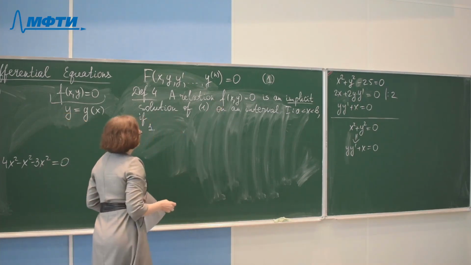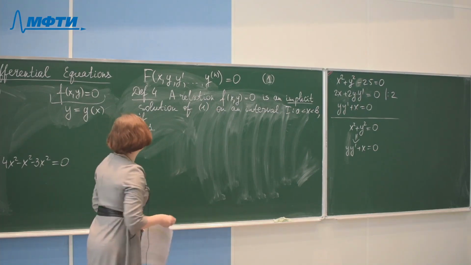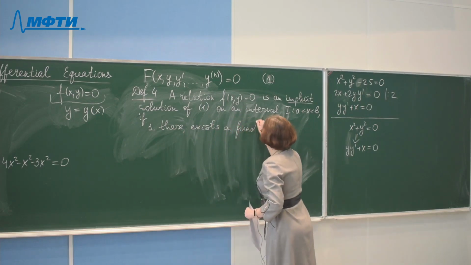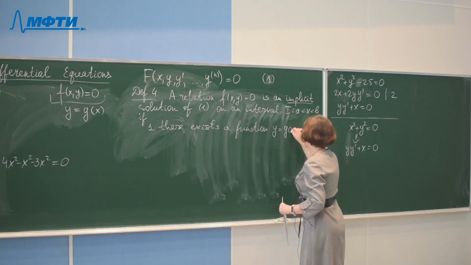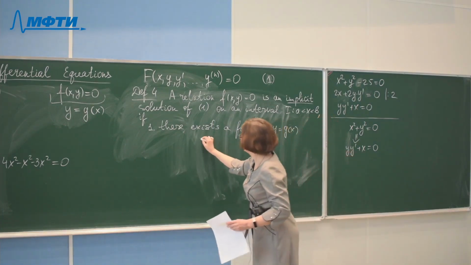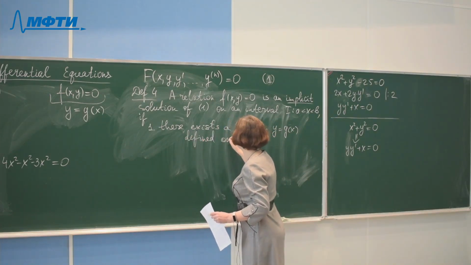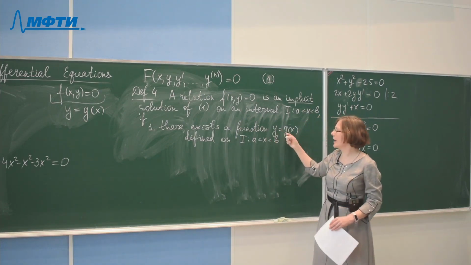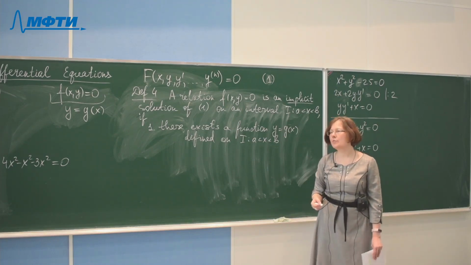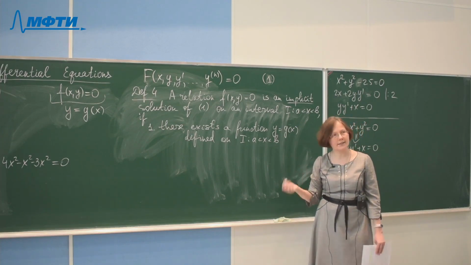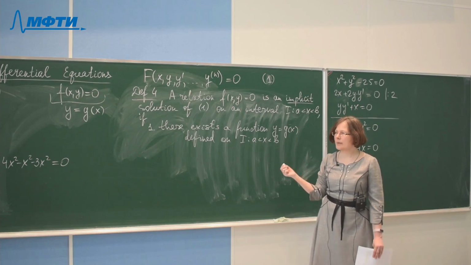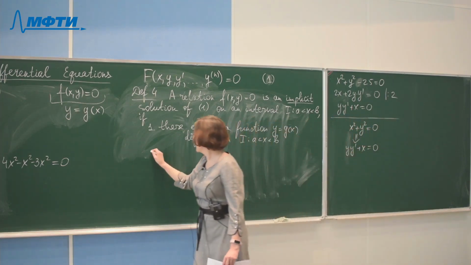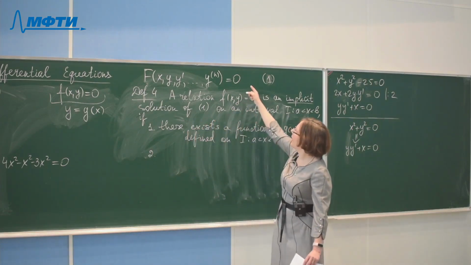So this relation should define implicitly a function. So there exists a function y equals g of x defined on this interval, right? We may not find it explicitly. We need not find the explicit formula for this function, but we must be sure that it exists. So we should verify, maybe using some technique, to prove that this function exists on this interval. And the second requirement is that g of x should satisfy our equation, right?